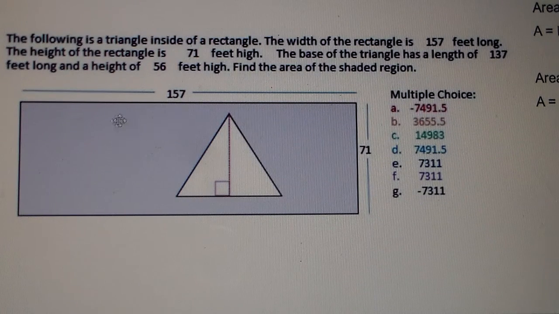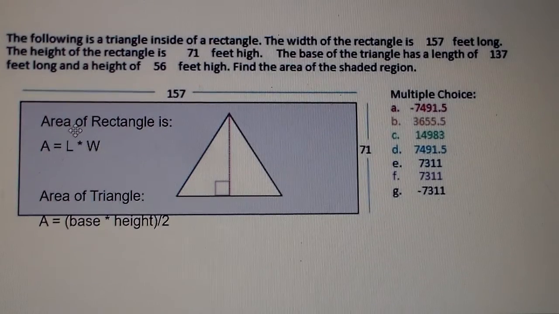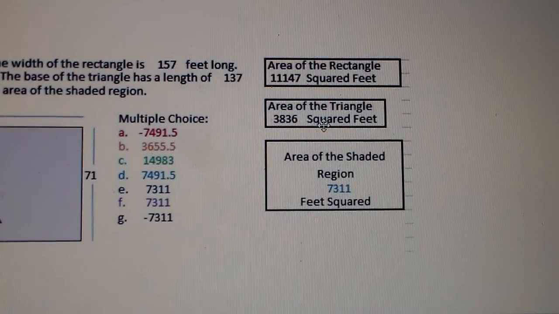So our goal is to find the area of the shaded region. That means the area of the rectangle minus the area of the triangle, because the triangle is inside that rectangle. And you can see that the rectangle is shaded minus that triangular piece. So that's what we're going to do. We're going to first find the area of the rectangle, which is length times width. So 157 times 71. That's going to get us an area of 11,147.